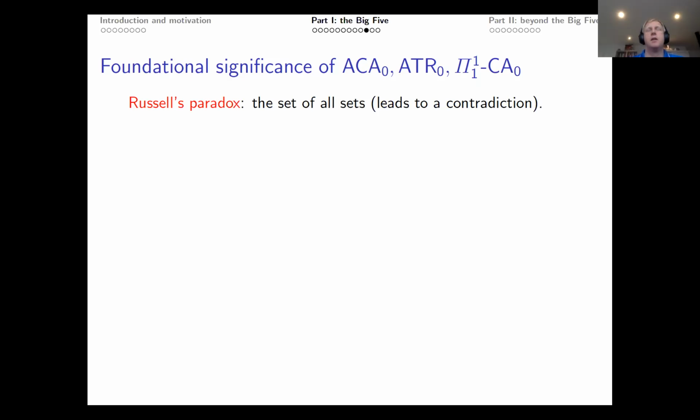So, you may have heard of Russell, Bertrand Russell, and his paradox. Russell showed that naive set theory is inconsistent. If you can do anything in set theory, you can form the set of all sets, and this leads to a contradiction, because, is this set an element of itself or not?